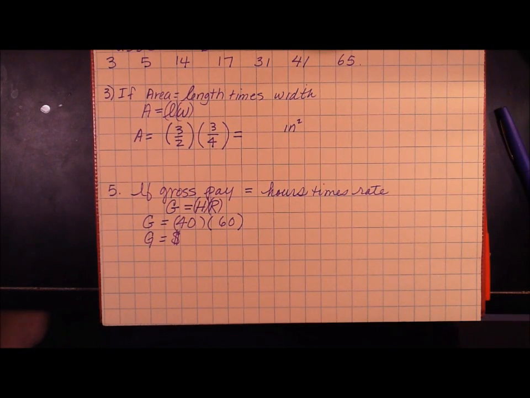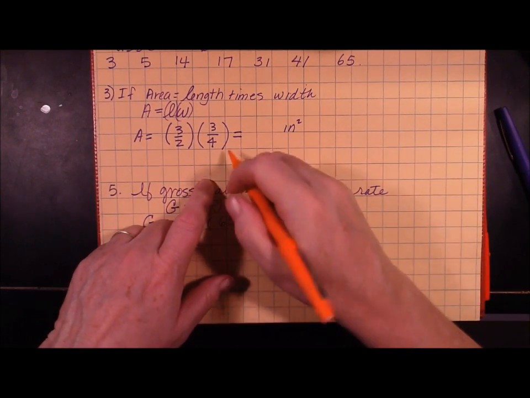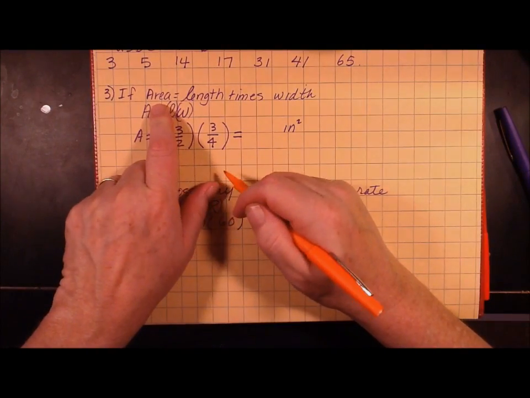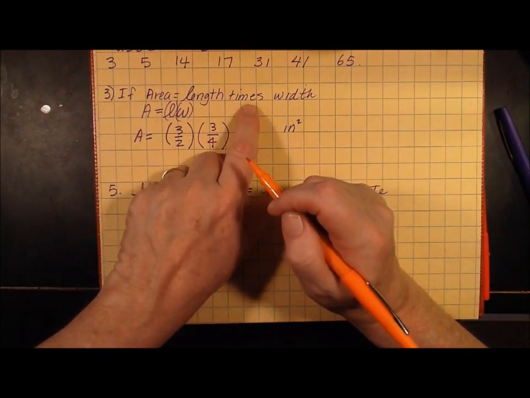This is a video for Unit 3, Day 5, Section 10.6, the bolded problems. The first problem we have talks about area. The formula for area is length times width.